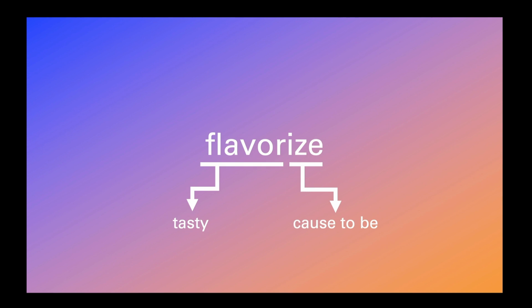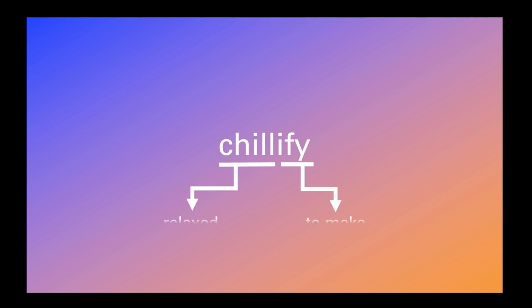Again, not a real word, but you'd be able to figure out they were telling you they were able to make their soup tasty. Or finally, let's suppose they told you they were going to chillify your party by dimming the lights and playing smooth jazz. Again, you'd be able to understand they were trying to make the ambiance more relaxed.